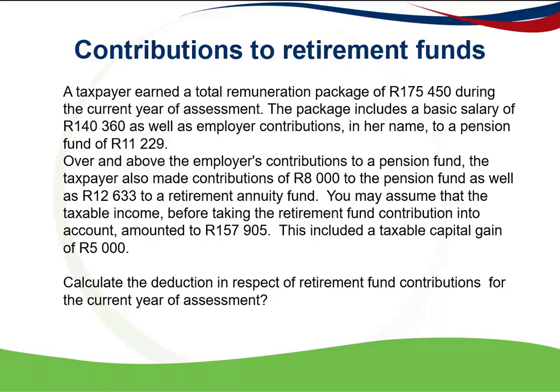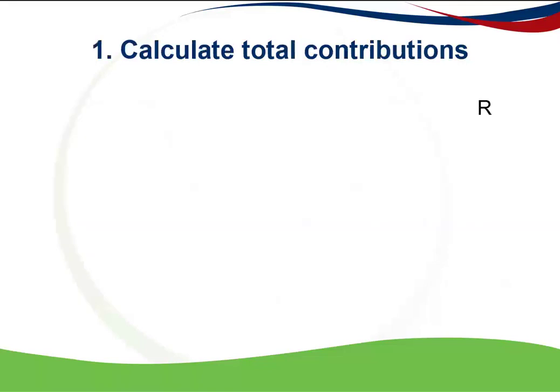You can assume that the taxable income before taking the retirement fund contributions into account amounted to 157,905 Rand, and this included a taxable capital gain of 5,000 Rand. So the question asks us to calculate the deduction in respect of the retirement fund contributions for the current year of assessment. So now remember our steps that we did.